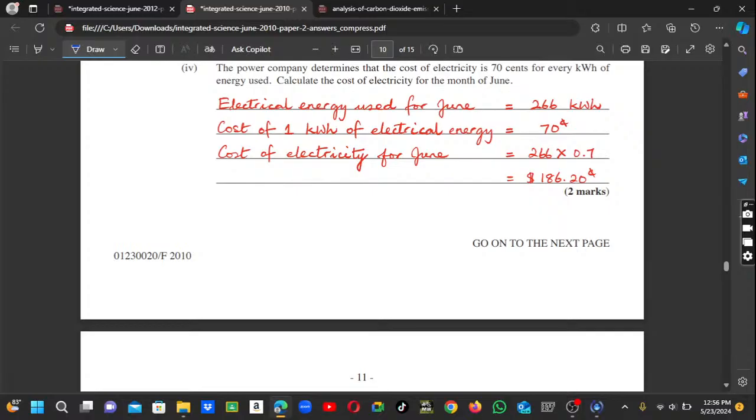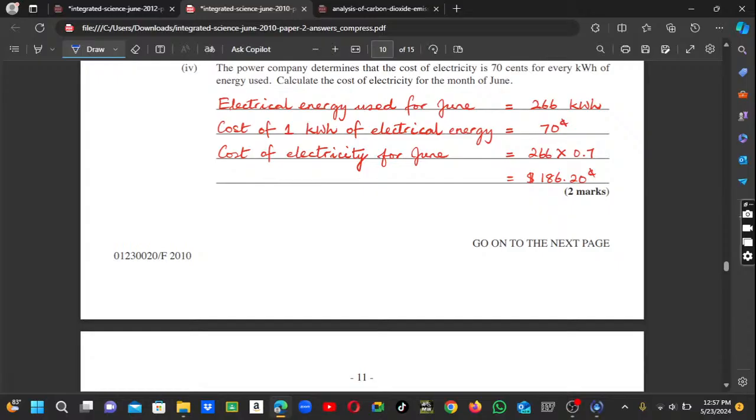So 266 times 0.7. We're going to use the point, so 0.7. 266 times 0.7 gives us 186.2. We're just going to put the 0 on it and call that 20 cents, so it's 186.20. That would be the electricity cost for the month of June.